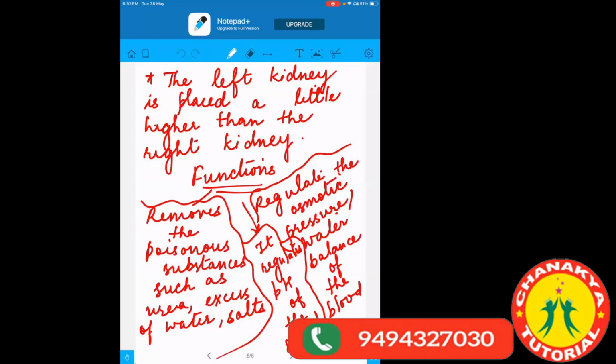Ma'am, why is the left kidney placed a little higher? It is because of the position of the lungs and liver. The liver is occupying a little more size, more space. That is the reason that it goes a little upward.